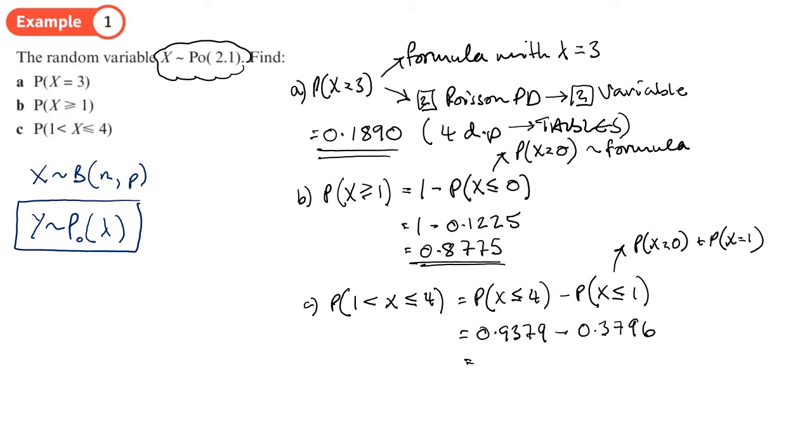So if I do one of those minus the other, so I'll have to go menu and 1, so 0.9379 minus 0.3796, and I get 0.5583. So 0.5583. So very similar to binomial in the way that we work out these greater than probabilities or between a set of values. Okay, you should now be able to do exercise 2A.